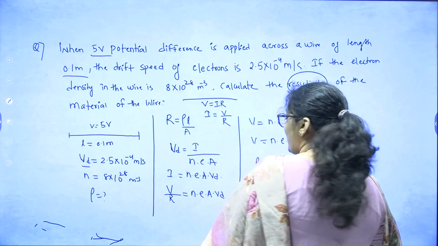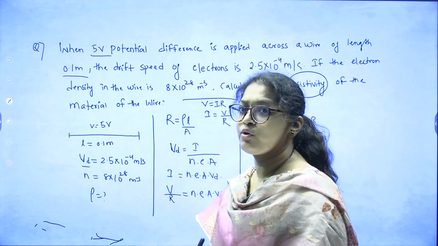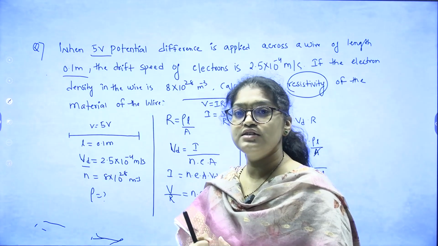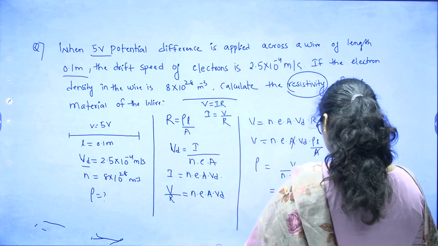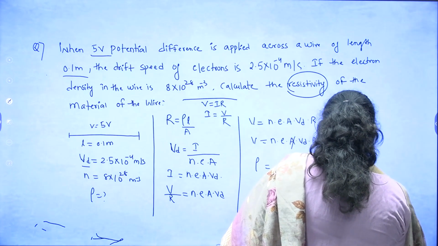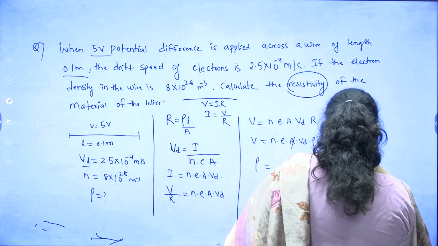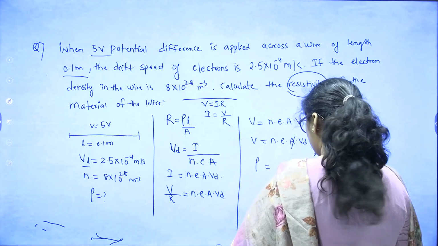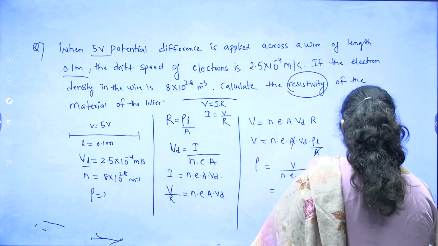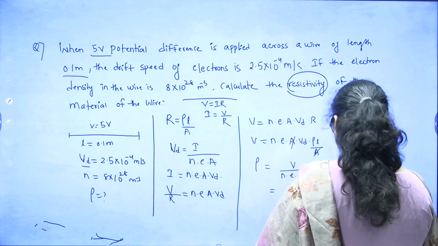So definitely you have to learn the charge for electron, proton and neutron also. What is the charge for neutron? 0, my dear, 0. Clear? Vd is how much drift velocity? 2.5 into 10 power minus 4 into what is L? 0.1. You have to solve all these.